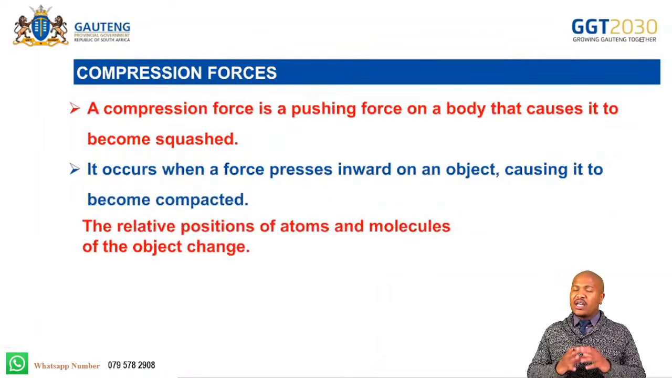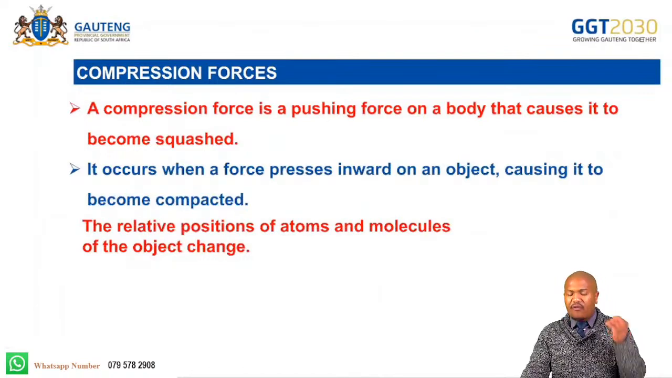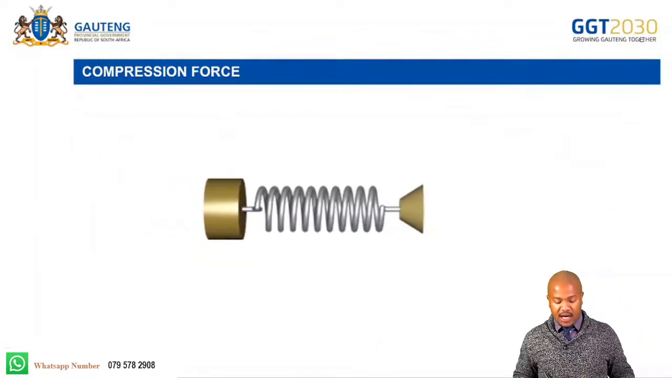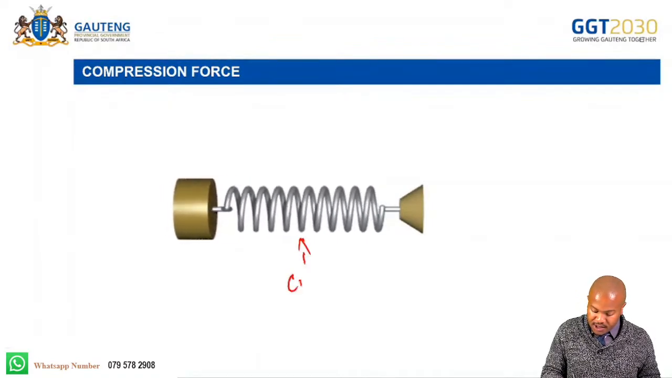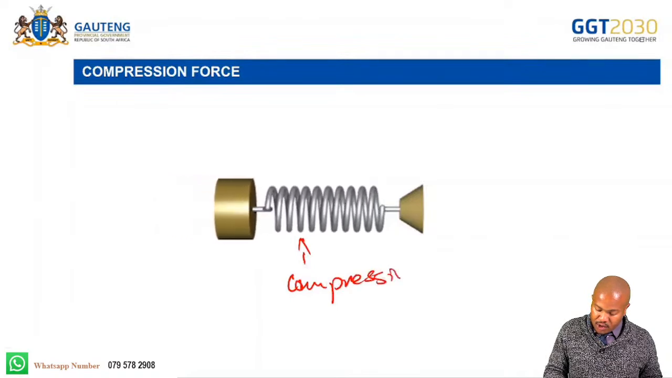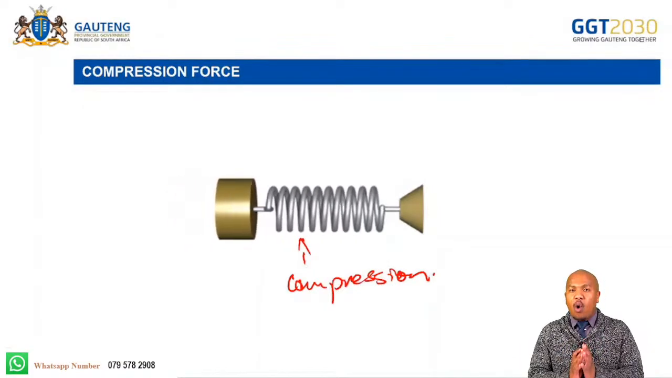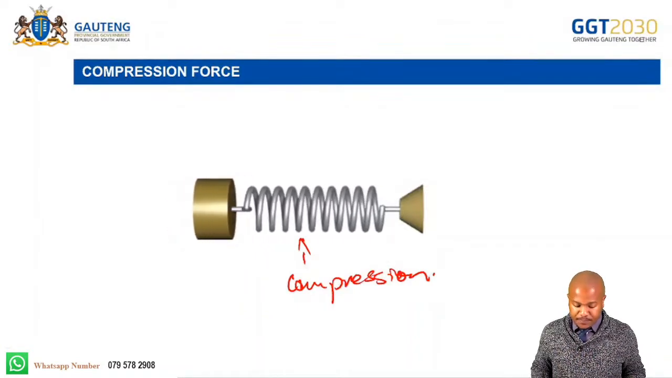Are we together? So what happens when you're pushing inwards? It changes shape. It changes shape because the relative positions of atoms and molecules of the object change as well, when we are applying what? Compression force. So here we have another example of compression force. This spring, there's some compression right here. Compression because of what? It changes shape. It becomes compacted and squashed because of the pushing inward.